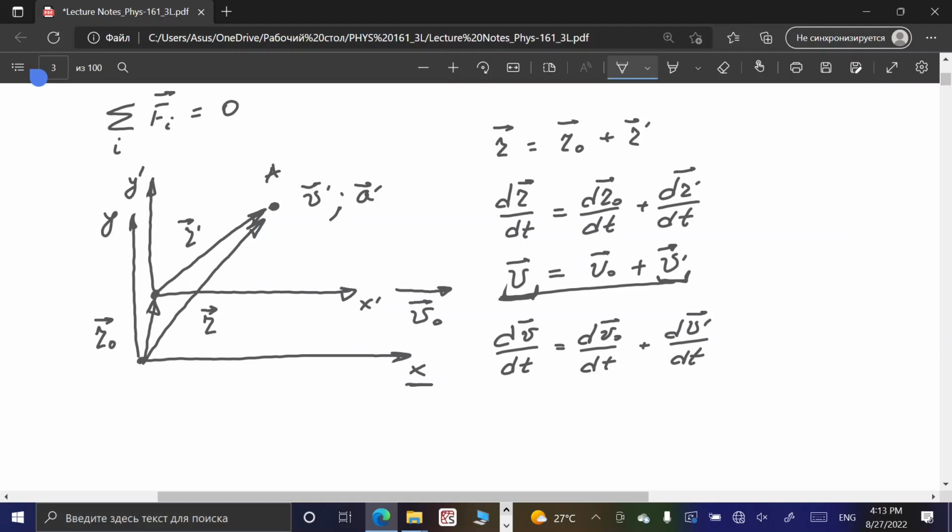So here we need to recall that both of these systems of reference are inertial, and that means if one, this x, y, is stationary, the second can move, but it can move only with constant velocity vector v naught. Means it can move only with constant magnitude of this velocity vector and constant direction. So means along a straight line. In this case, it's along axis x.